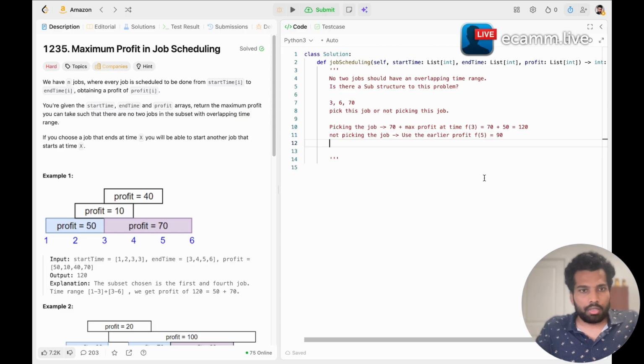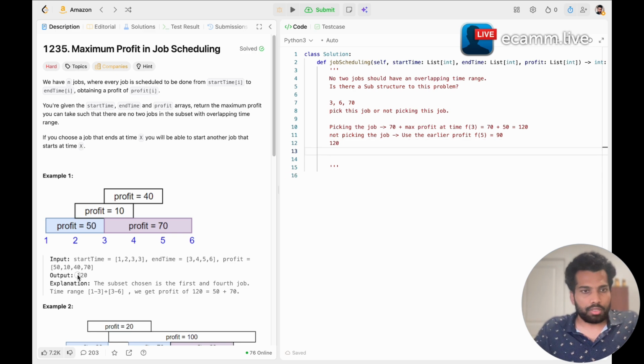So it's clear, we have to choose 120 over 90. We just have to choose the maximum profit. So it would be 120. Okay, and that is our final solution here, right?